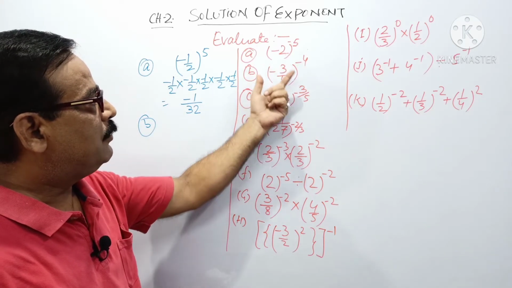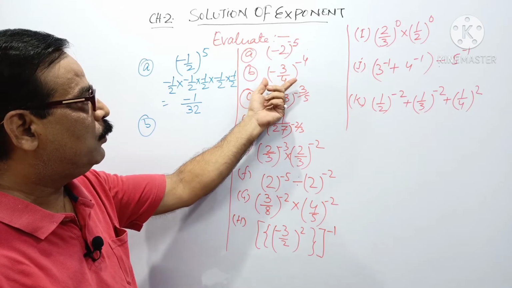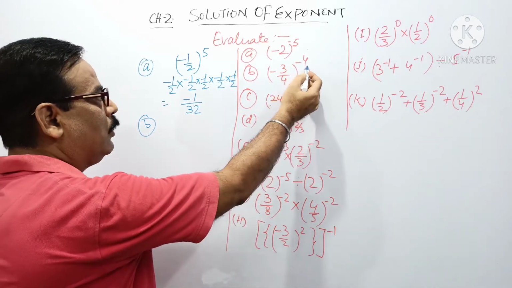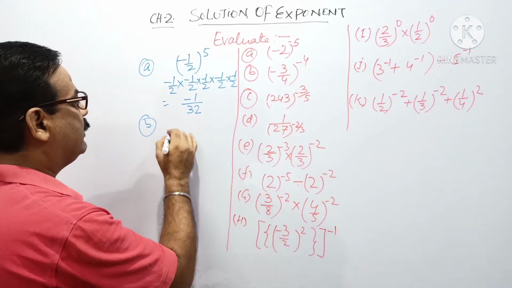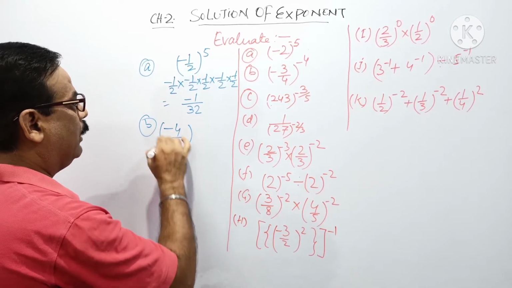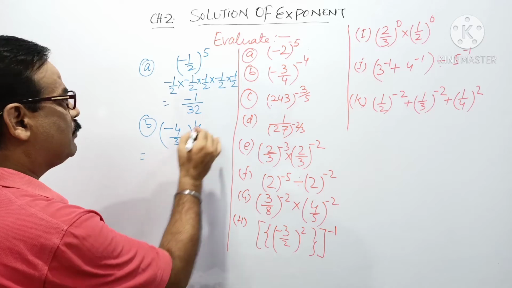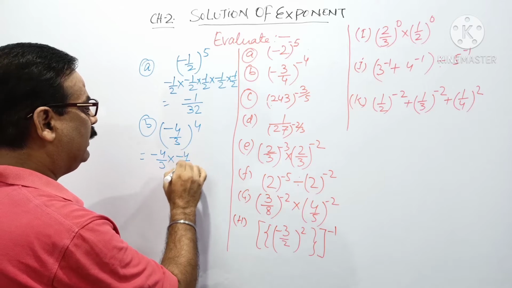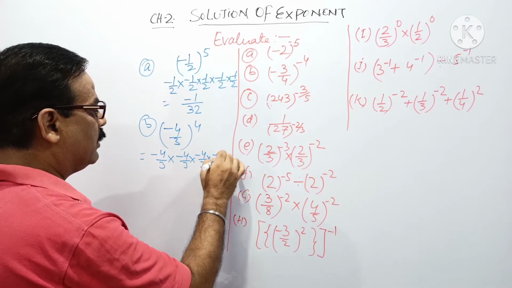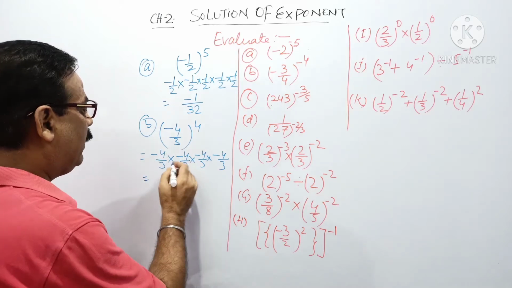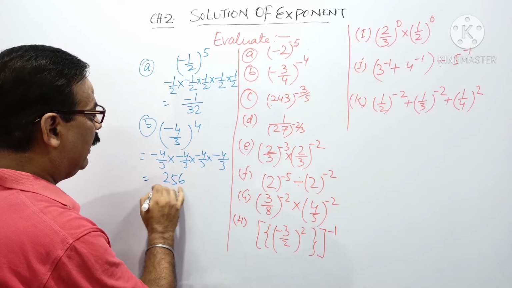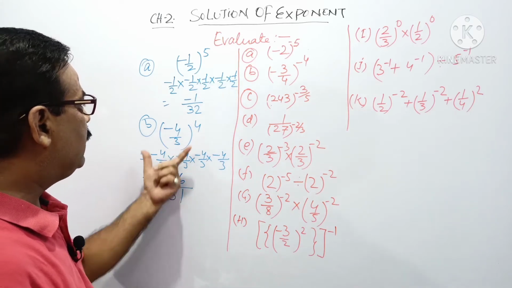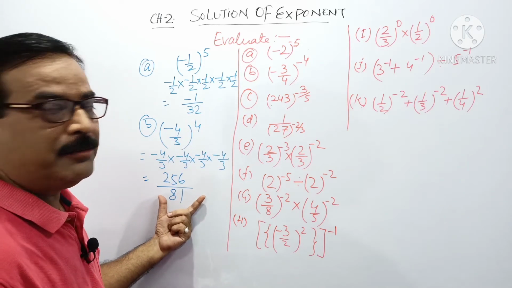this is also related to the first question, but here -3/4 is the base, and the power is given as negative integer -4. So we can convert into a positive integer. We can write this term as -4/3 and the power is 4. And we can write this as -4/3 into -4/3, -4/3 and -4/3. Here the value of the numerator is 256 and the denominator is 81. The answer of this question is 256/81.